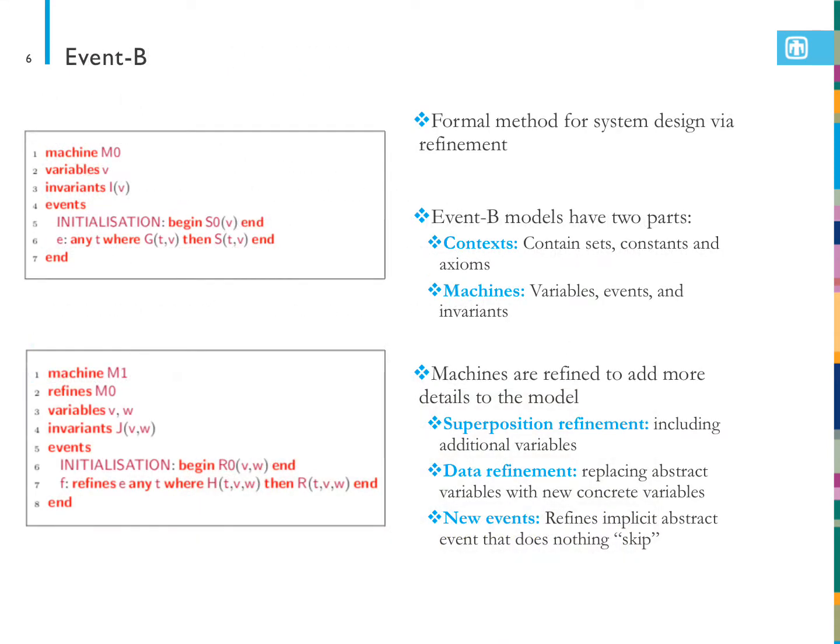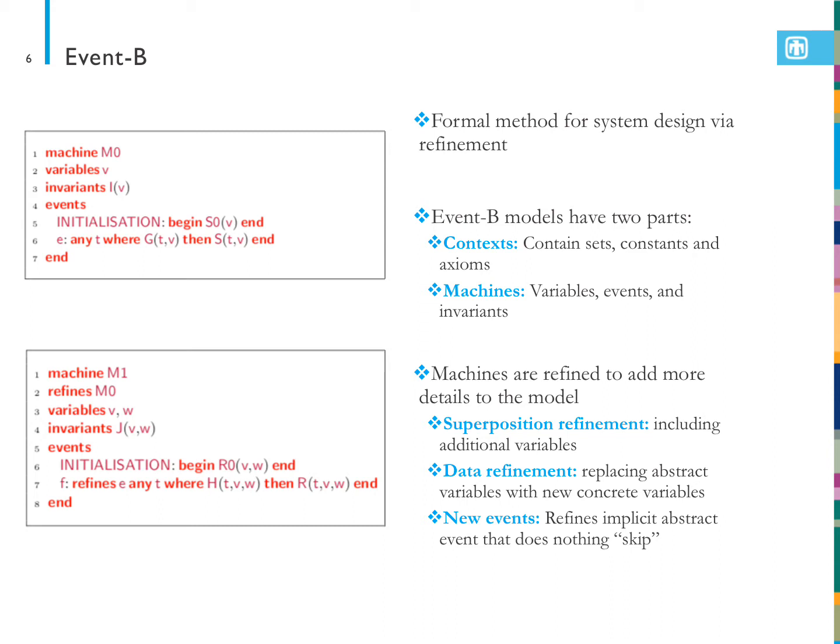Event-B is the language used by Rodin, the tool which gives us the modeling and formal verification framework. Event-B provides us with a formal method for system design, and it relies heavily on refinement. Event-B models have two parts. One is the context that contains the sets, constants, and axioms associated with the model, and two, the machines, which hold the variables, the invariants, and events in the system. The machines and the contexts are refined.